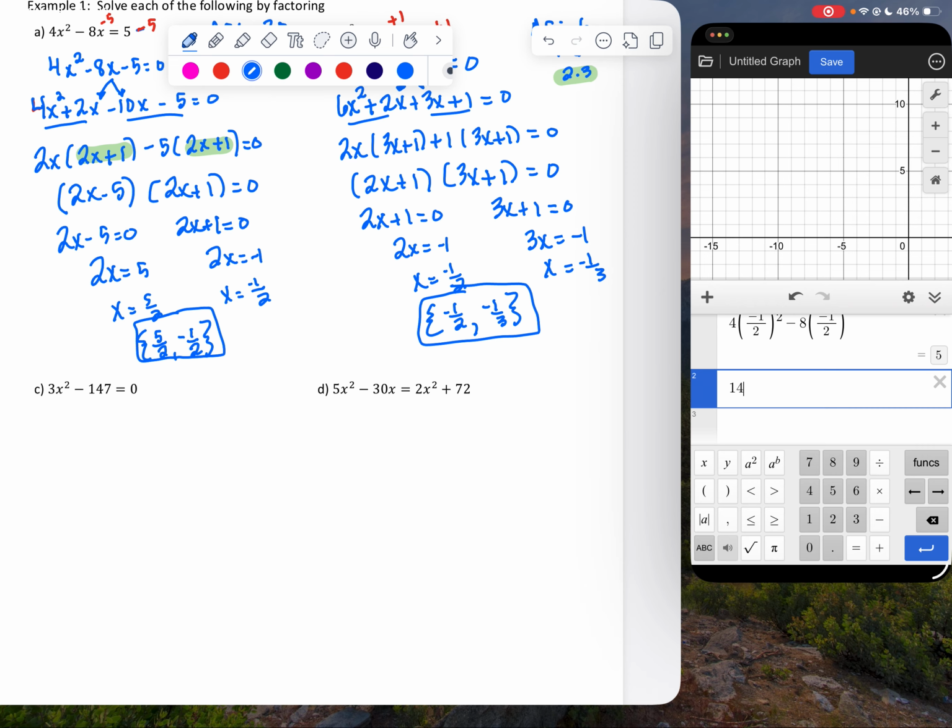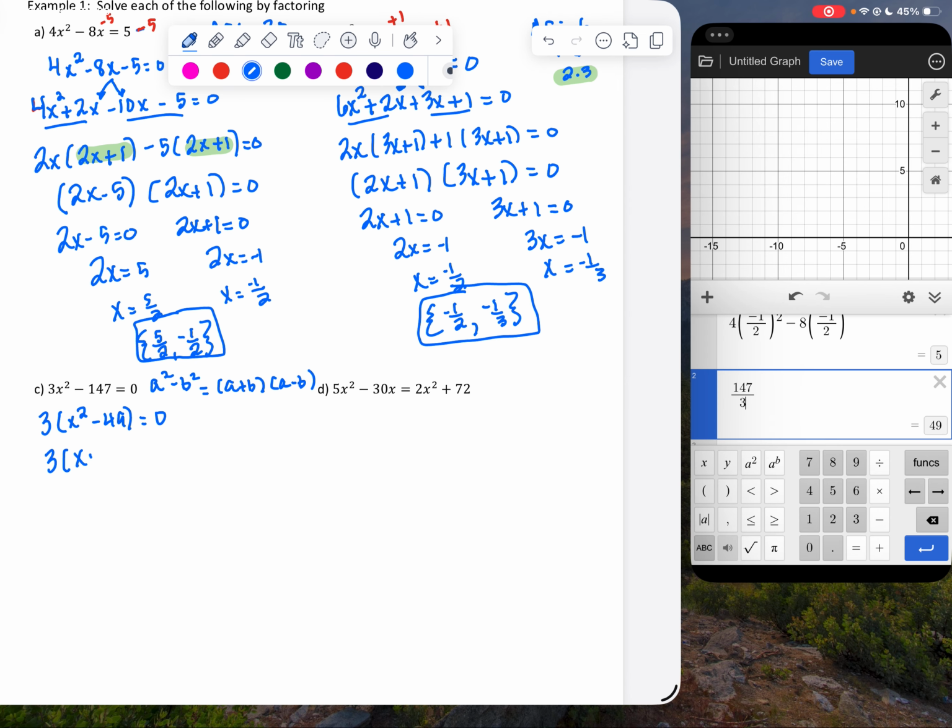So let's try taking 147 divided by 3. Yes, it goes in evenly. So if I divide out a 3, that would leave me x squared minus 49 equals 0. Now, my parentheses will factor a little further because I have a perfect square minus a perfect square, which factors to a plus b, a minus b. And we talked about this factoring pattern in our previous lesson. So if you need to, go back and watch that. All right, so this will factor to 3 times x plus 7 times x minus 7.